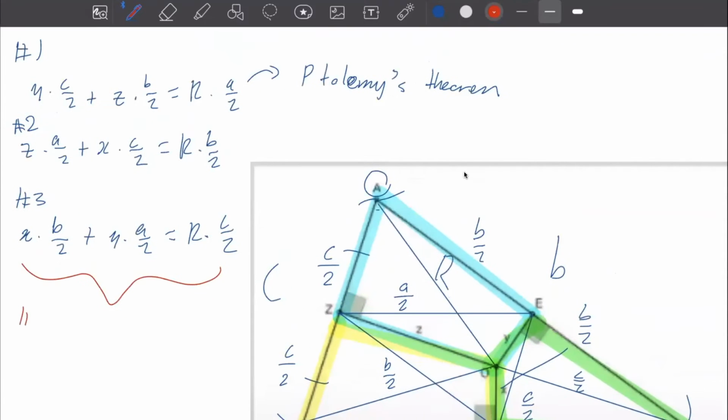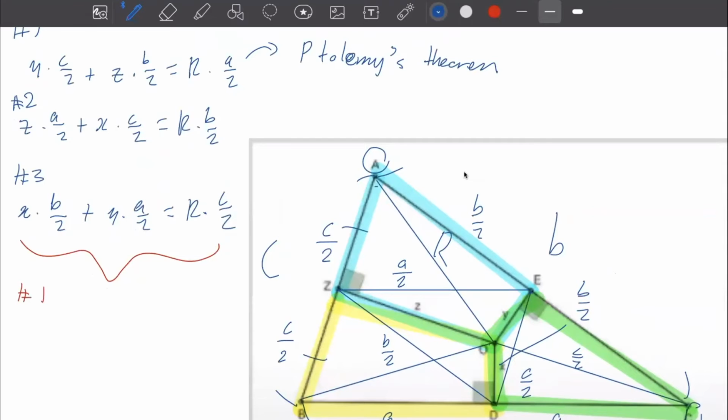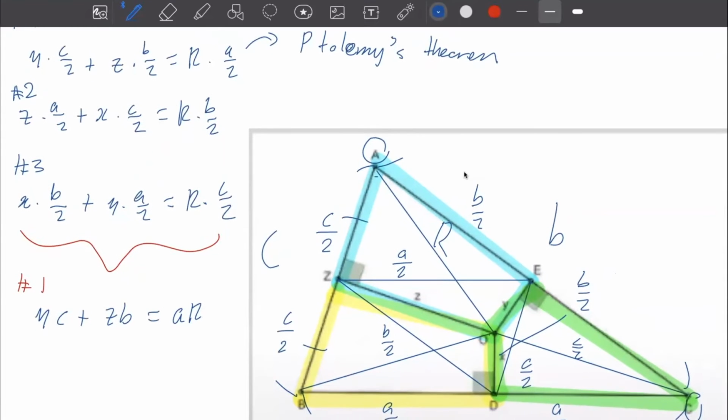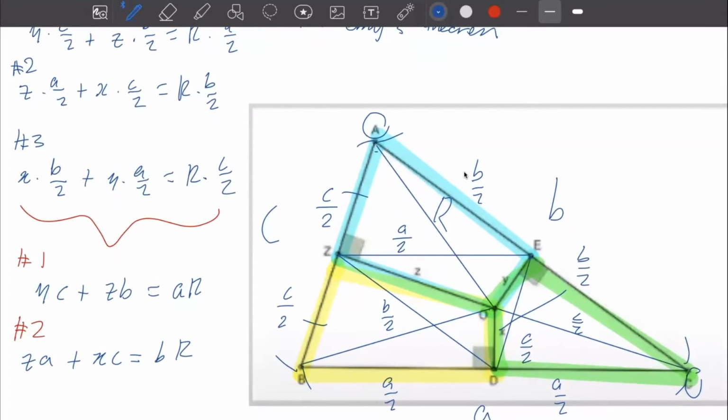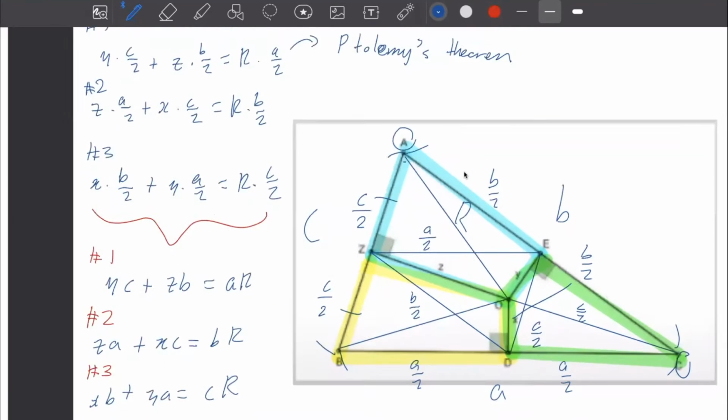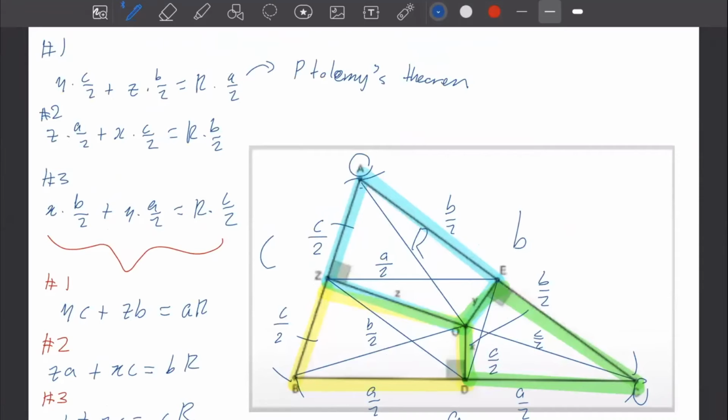For number 1, multiplying by 2, we get y times c plus z times b equals a times r. For number 2, it's z times a plus x times c equals b times r. For number 3, it's x times b plus y times a equals c times r. Now let's move on to the next page to continue.